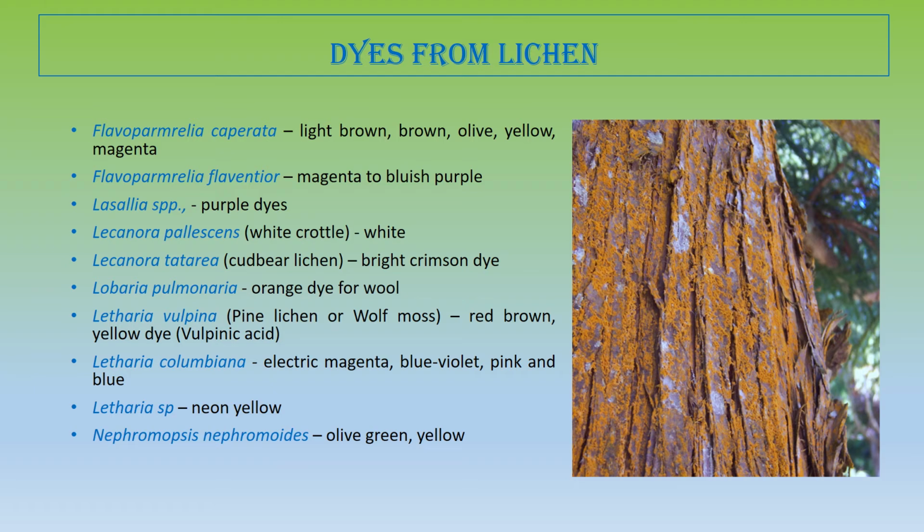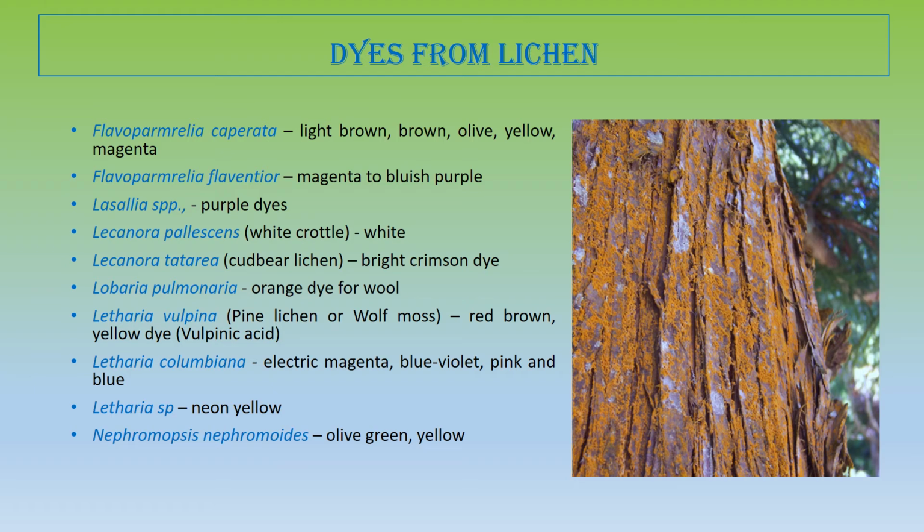Then is the Lobaria pulmonaria. Lobaria pulmonaria, also called tree lungwort or lung moss, is used in traditional medicine because of the shape of the lichen that looks like a lung. It is called lungwort, and it was traditionally used in treating various types of lung diseases. Apart from its ethnomedicinal value, Lobaria pulmonaria is a foliose lichen used as a source of dye for dyeing wool as well as leather. It is a source of orange dye.